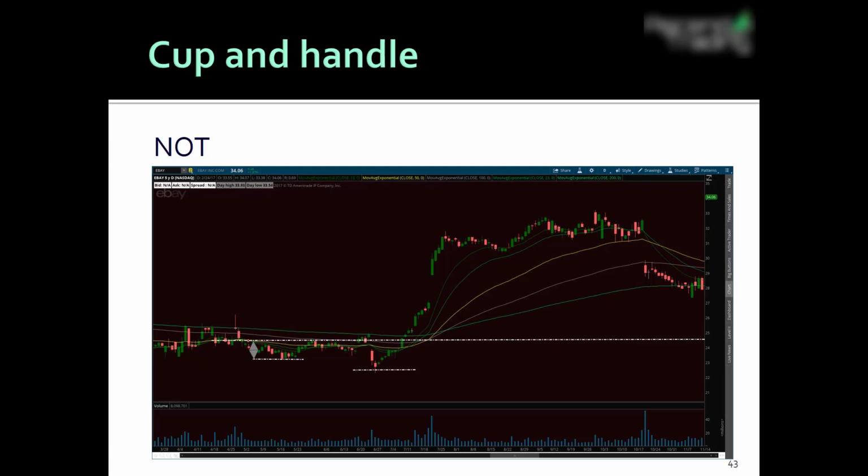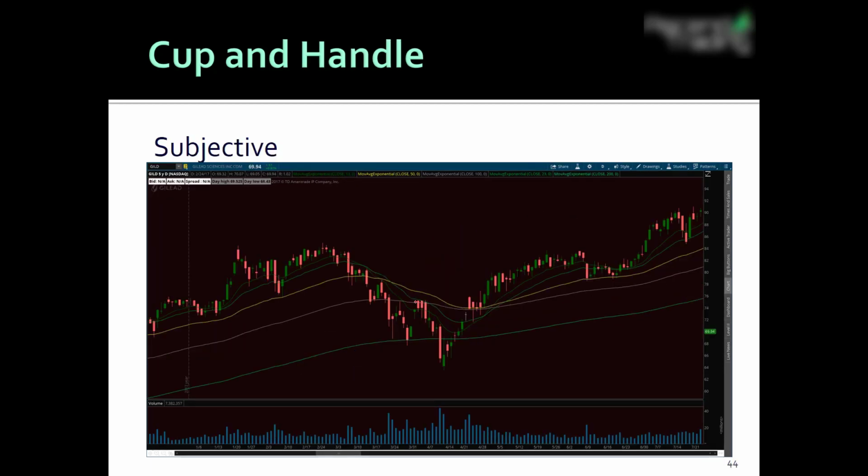This right here is not a cup and handle. As you can see here, the cup's depth is less than 10%. Overall, this pattern is really more of an ascending scallop. This one is rather subjective. Let's say you consider this area right here. That would not be considered a cup because it's too sharp. That's really more of a V shape rather than a U shape. But if you consider these ones over here, you do get a very sharp cup itself.